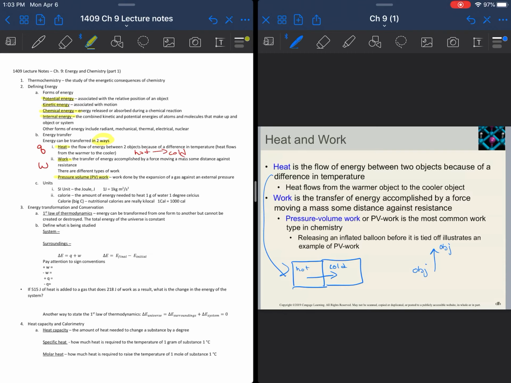We're going to be interested in something called pressure. Pressure volume work. So the movement is going to be expansion or compression of a gas against an external pressure. This is going to be the most common work type in chemistry. There are other types of work as well. We're going to concentrate on PV work.